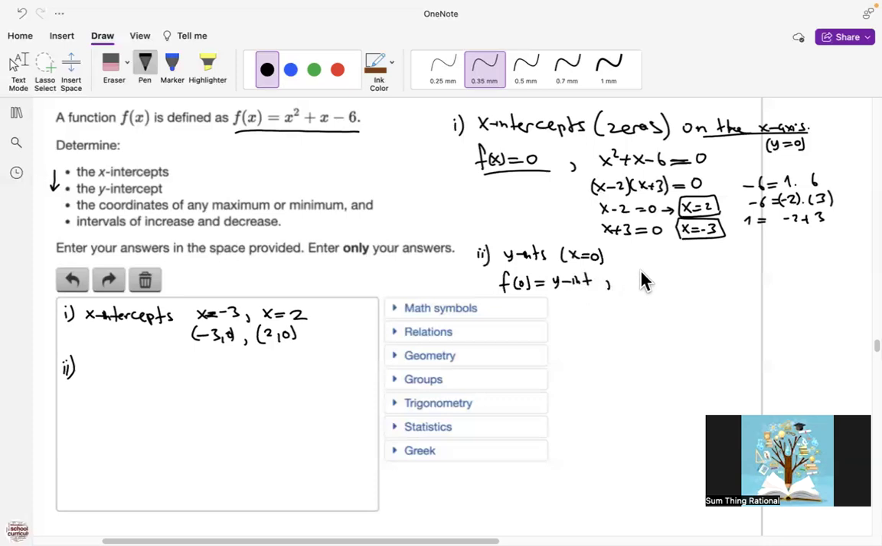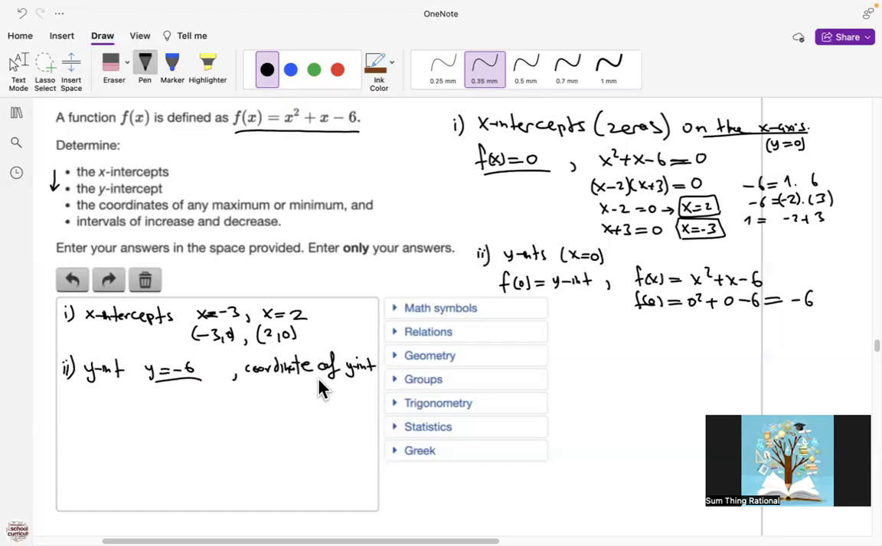So here, f of x is equal to x squared plus x minus 6. So f of 0 is equal to 0 squared plus 0 minus 6, which is -6. So the y-intercept is -6, y is equal to -6. Or if they ask for the coordinates of the y-intercept, you can write 0, -6.